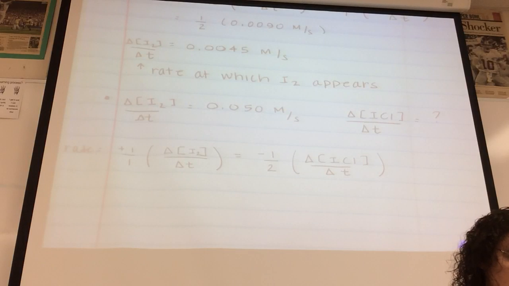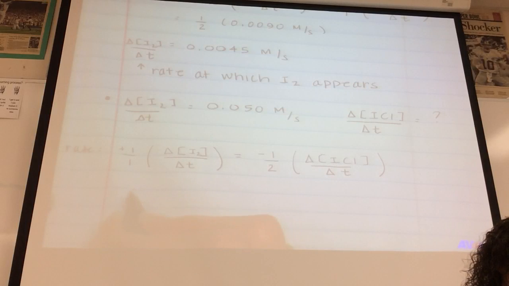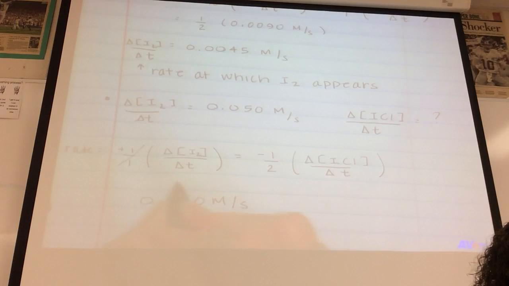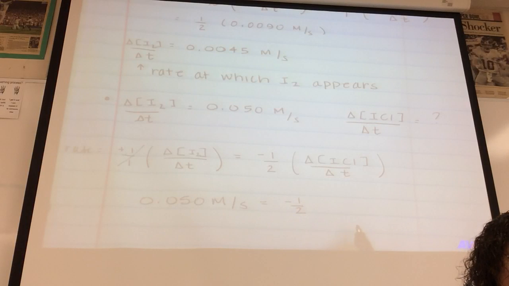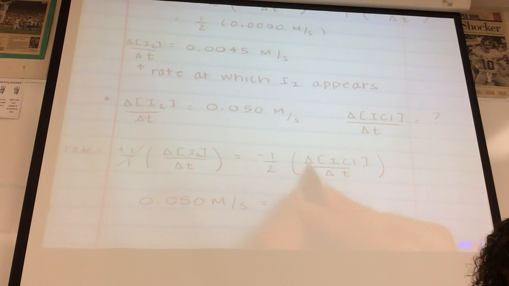Now what would you do? And then you fill in 0.050 molar per sec in for the equation. And you have to multiply each side by -2 because you have to multiply by the reciprocal. Exactly. So I'm going to call this X because it's easier.